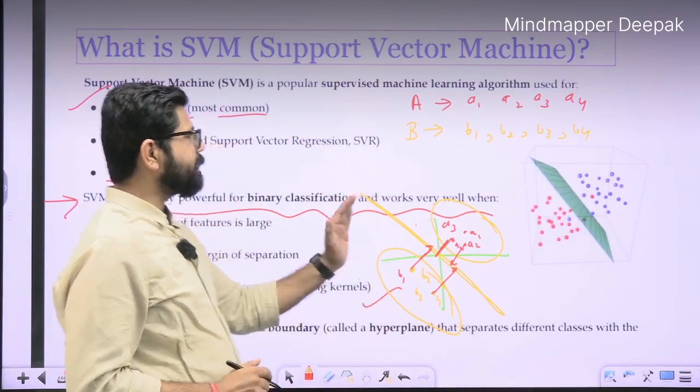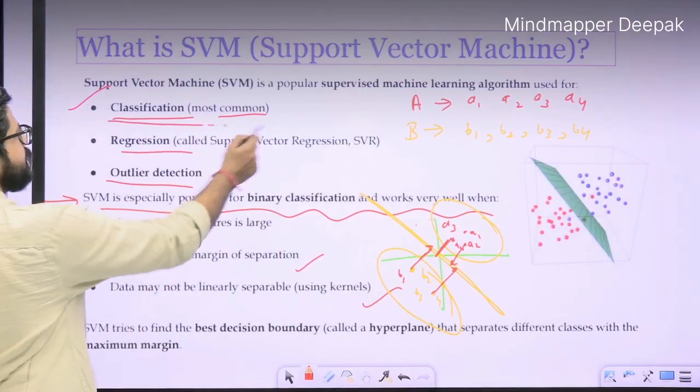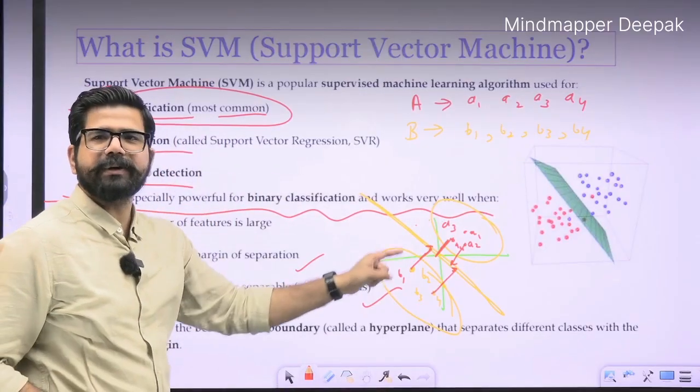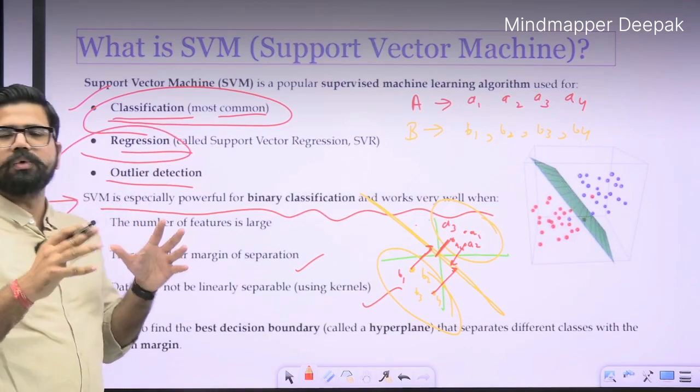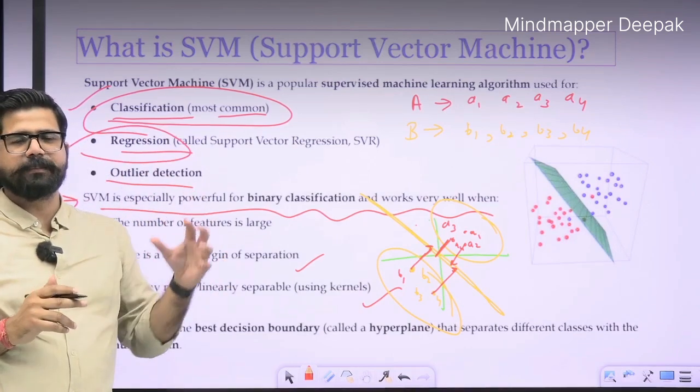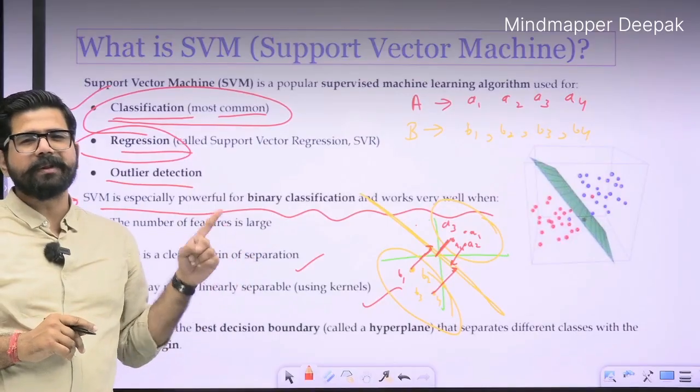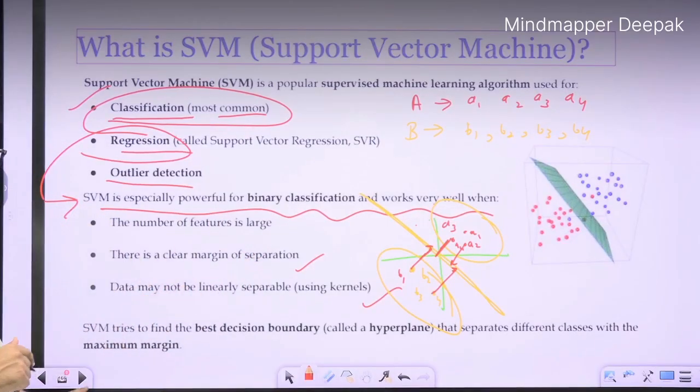SVM is used in classification, where you can classify the two classes. It is also used in the regression part. I hope you know the meaning of regression, as we have already studied it multiple times. You can see with this example that it will be helpful in the regression task also.